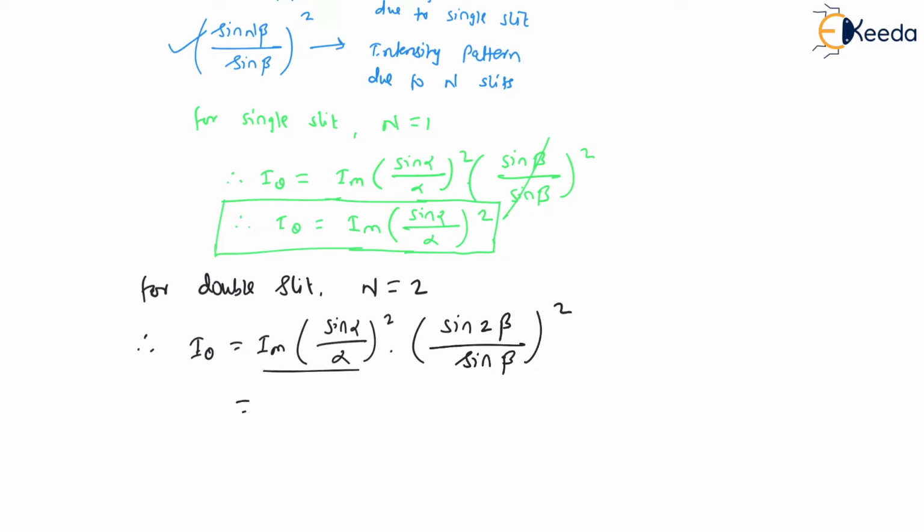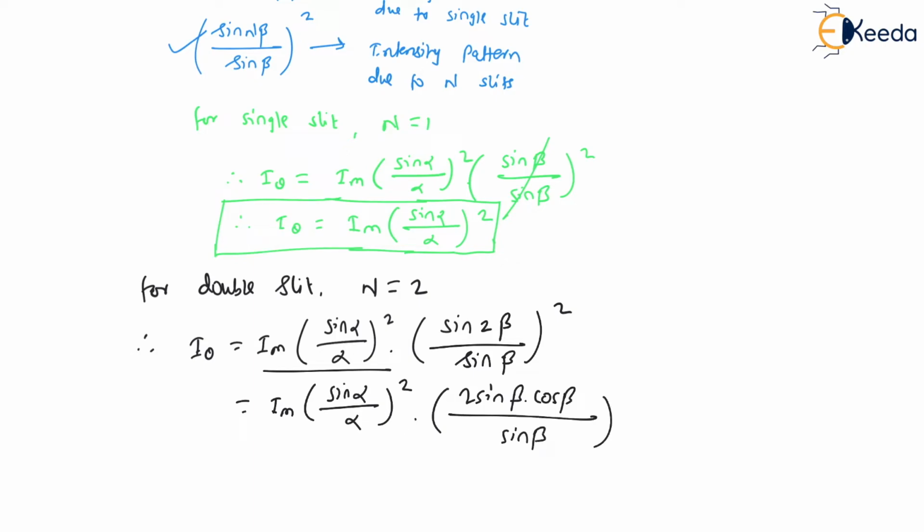So now here I'll write this term as it is: Im into (sin α by α) bracket square into sin 2β. Here we can use the double angle formula. So sin 2β is what? 2 sin β cos β, divided by sin β as it is, bracket square. Now sin β will get cancelled, and then this is (2 cos β) bracket square. The square of 2 is 4. So 4 Im (sin α by α) bracket square into cos square β.